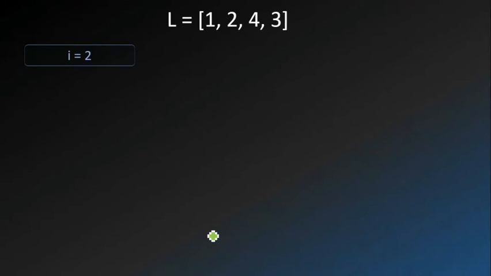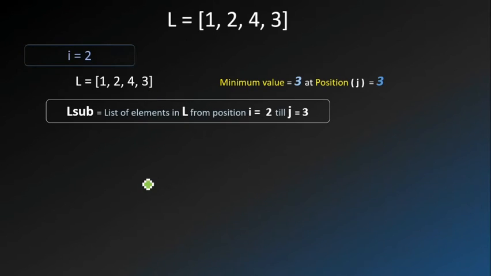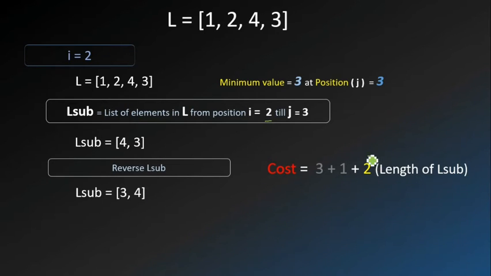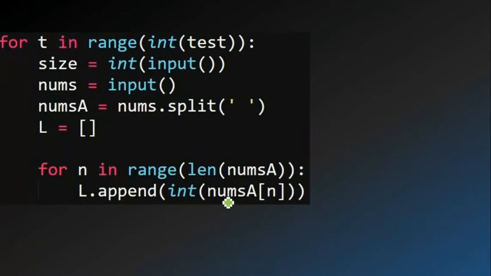Next, continuing the iteration with I equals 2, the minimum value is found at 3 and position 3. So we are going to assign the sublist from I equals 2 to 3, which is 4, 3, and the reverse order is going to be 3, 4. The cost is going to be 2, which is the length of the subarray, and the assigned list is going to be now completely sorted. Let's check the algorithm.